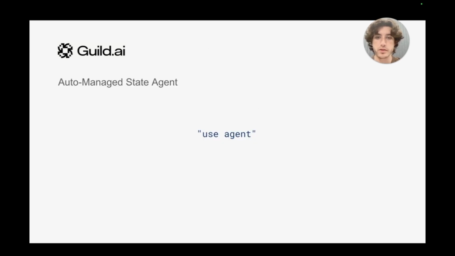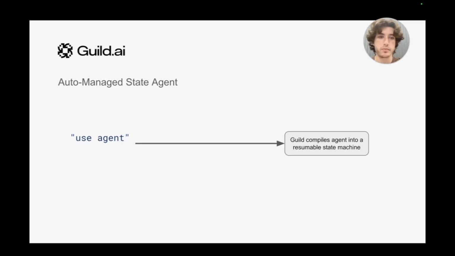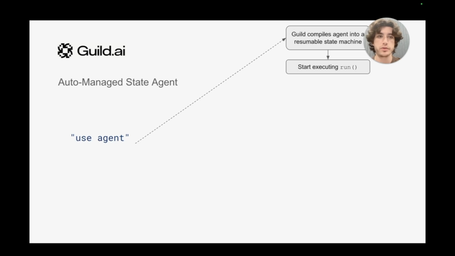So how do we make an auto-managed state agent? You start with this use agent directive at the very start of your TypeScript file. That will tell Guild to compile this agent into a resumable state machine. That will be very helpful if the agent is interrupted for a tool call or some very long-running task. You will define an asynchronous run function, which will start executing.